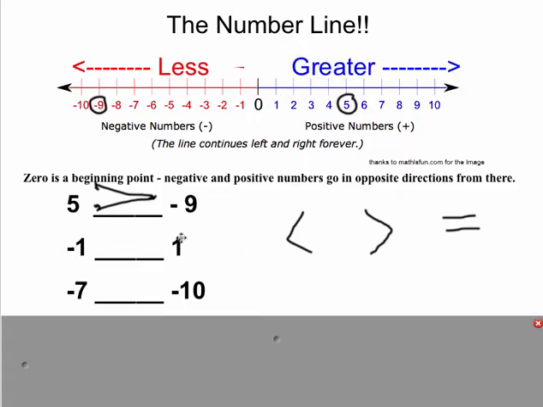Negative 1 compared to positive 1. Now I don't have a positive sign in front of that, and sometimes you won't see a positive sign, but sometimes you will. So let's find positive 1 and let's find negative 1. Here's positive 1, and here's negative 1. So we know that positive 1 is going to be greater. My alligator mouth, draw my line, the smaller number eats the bigger number. Chomp. Go ahead and see if you can do the last one.